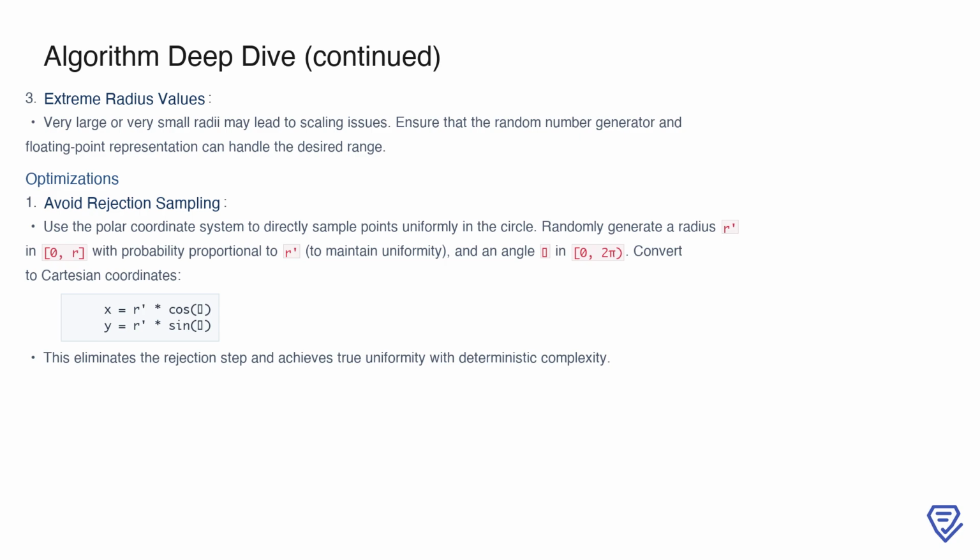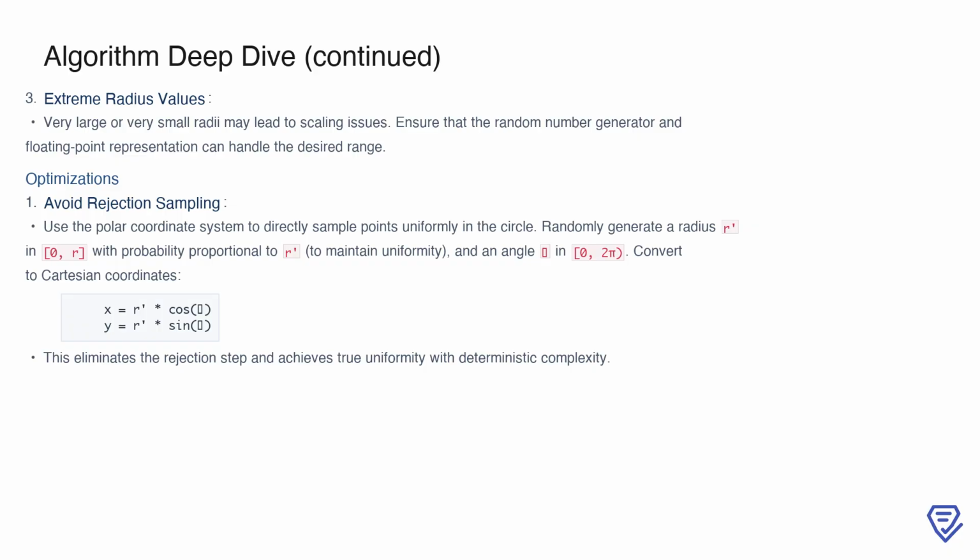Rejection sampling is used here because it is simple to implement and guarantees uniform distribution within the circle. The efficiency of this method depends on the ratio of the circle's area to its bounding square's area. Since the circle occupies approximately 78.5% of the square, the rejection rate is low, making this approach computationally efficient for most practical cases.